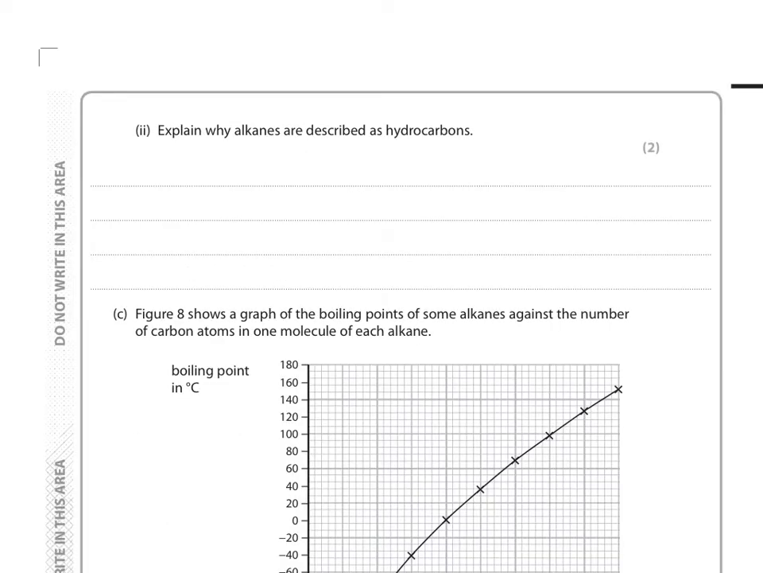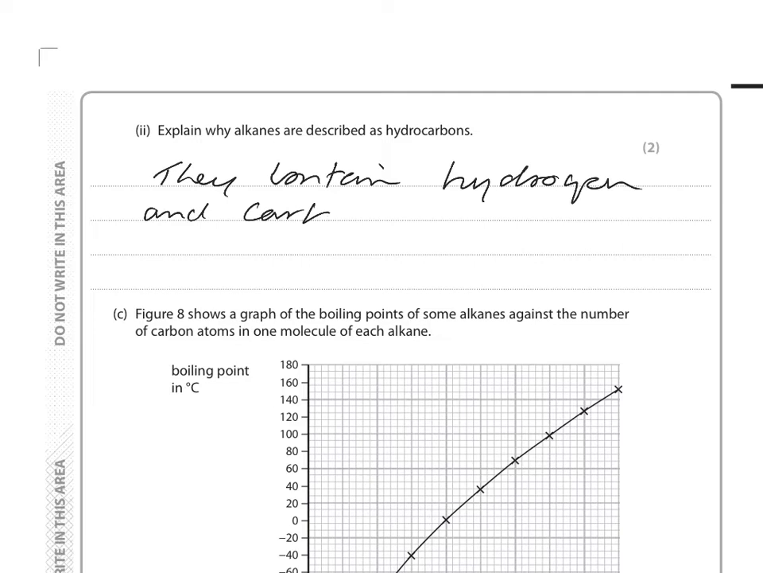Part 2 says explain why alkanes are described as hydrocarbons. Well, they contain hydrogen and carbon only, and that's a very easy 2 marks. They contain hydrogen and carbon, and you could say atoms or elements. I'll say atoms. But the key word there is only. They only contain hydrogen and carbon, and that will get you the 2 marks.